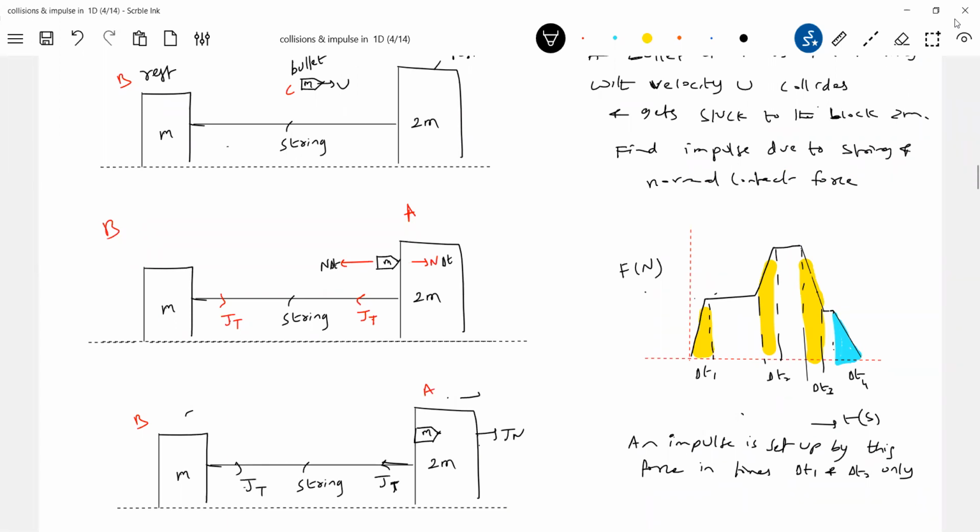So this will acquire a speed, say V. This will also acquire a speed. Why? They must have the same speed; they're connected by a string. The displacement of block A should be equal to the displacement of block B for the string to be taut. So overall, this is the sequence. Let's write the equations one by one. I'll call this Jn.